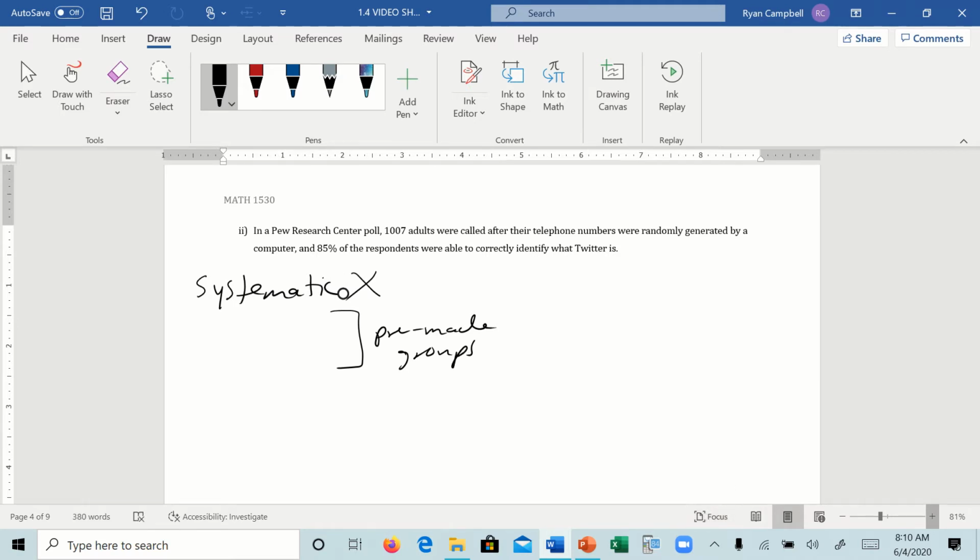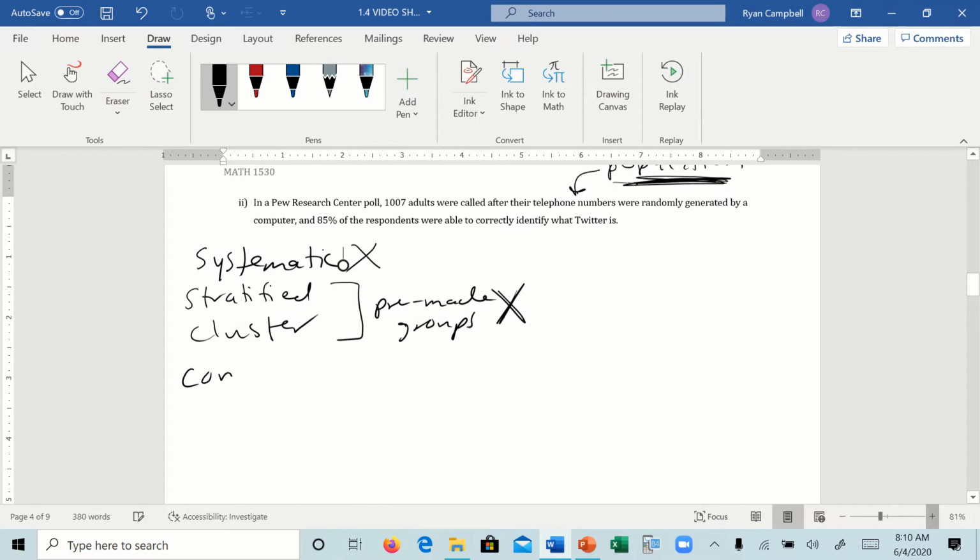Not really. I guess it's talking about people who have telephones, but if you notice, this would be the population. If they're only looking at people who have telephone numbers, then that's our population, everybody with telephone numbers. They're not looking at anybody without a telephone number. So no, it doesn't seem like there are any pre-made groups. So this isn't stratified or cluster. And again, remember, this is why I said knowing what your population is is super important for this class.